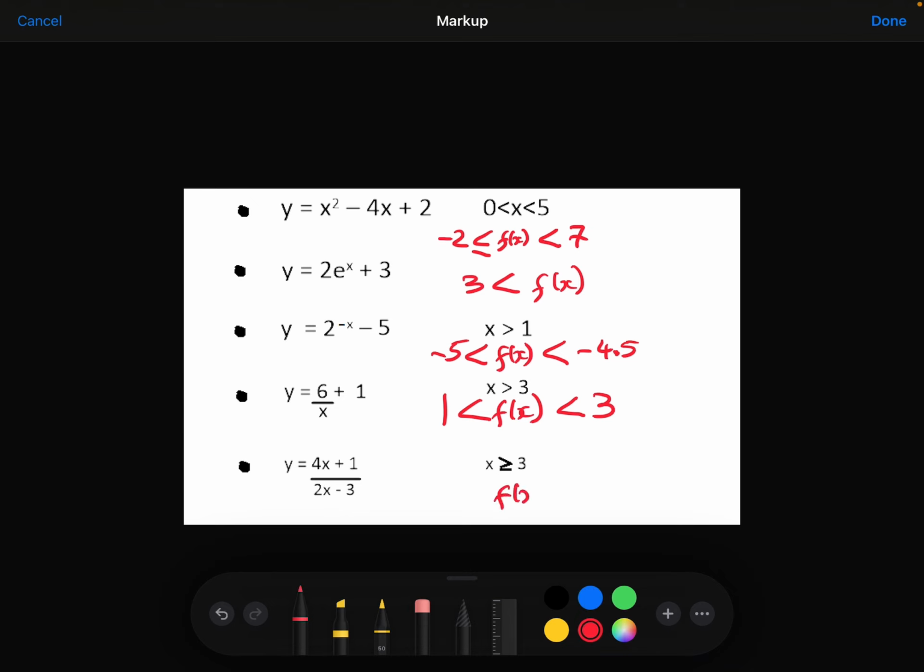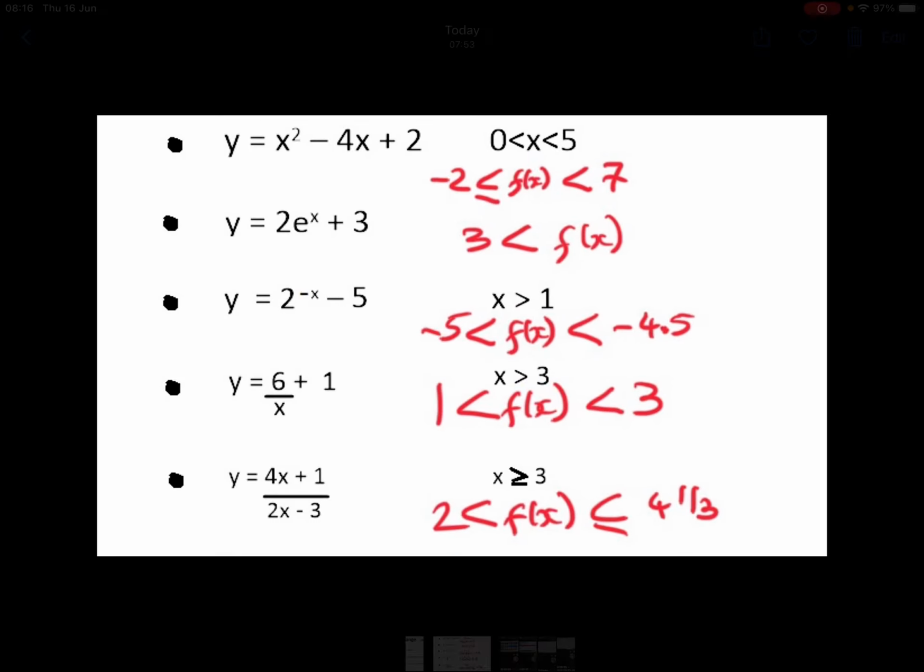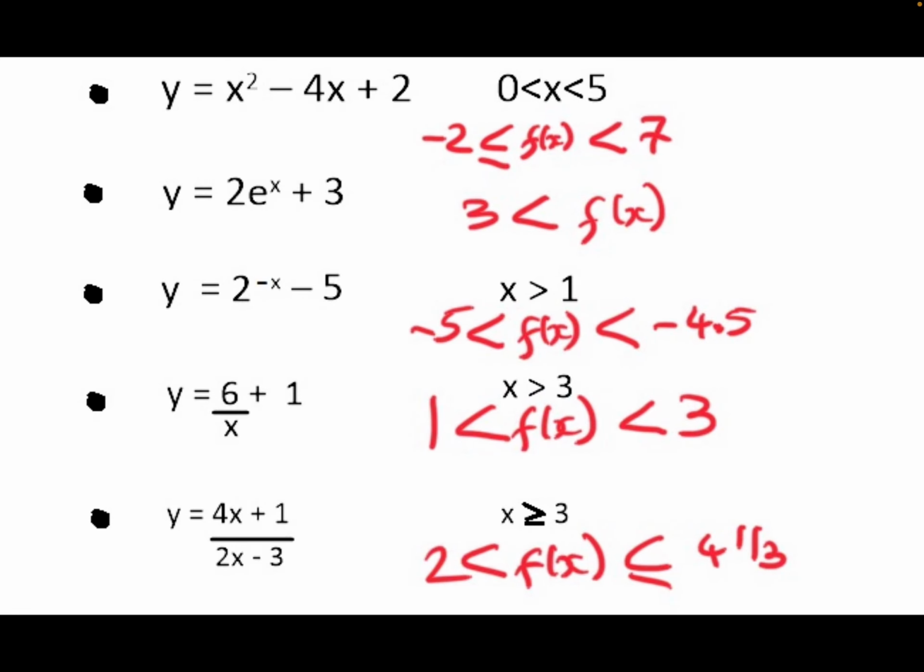So f of x has to be bigger than 2 but less than 4 1/3. In this case, it can be equal to 4 1/3 because x can equal 3. It can't equal 2 because 2 was the asymptote. And there we go. That is how you can find the range of a function by using your graphical calculator.